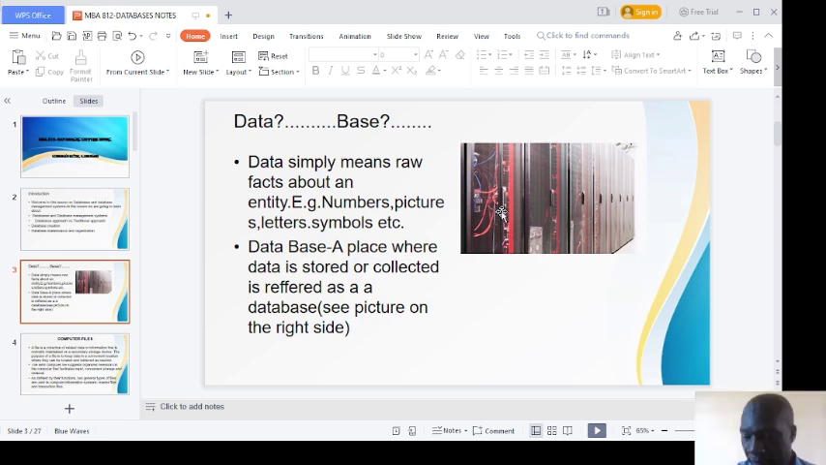Now, for example, we could have students' marks as raw data, just 50%, 30%, 40%, 50%, 100%. But that's raw facts. Now, when you process that and you say 20% have passed, 30% have an average mark, 1% failed, now that becomes information.